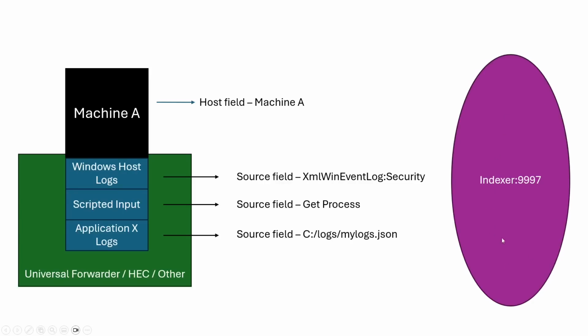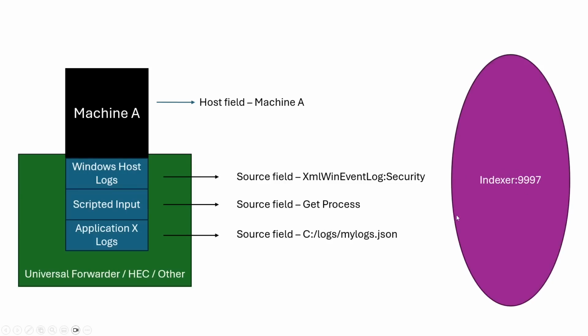We're going to cover that in the second video, the sequel to this video. Then there's indexer 9997. That's basically where we're sending it. This would be the name of your indexer or the IP address, and you send it by default to port 9997. That's the Splunk listening port for any logs.